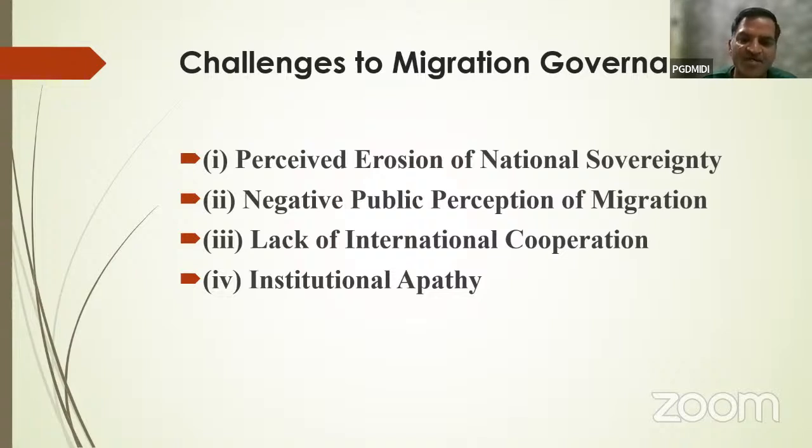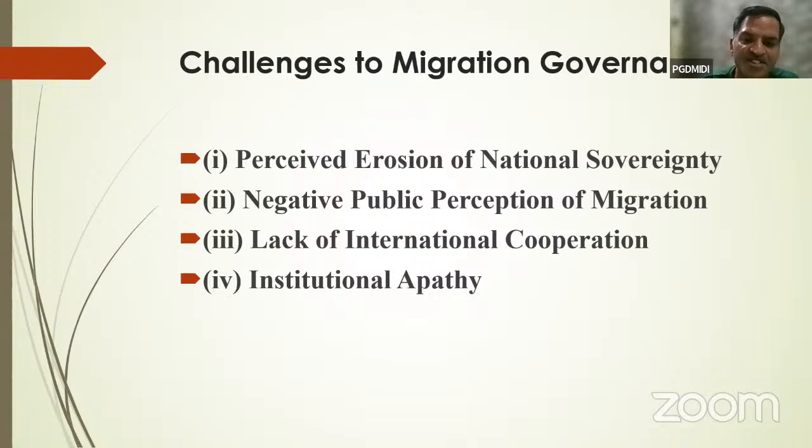Then negative public perception of migration. Migrants, as I mentioned earlier, are perceived as taking away jobs, taking away their privileges, and being a burden on the resources of the country. All this can change the perception of the public, and that can work against the migrants, and it impacts policy also.